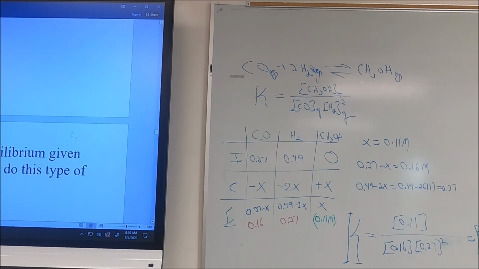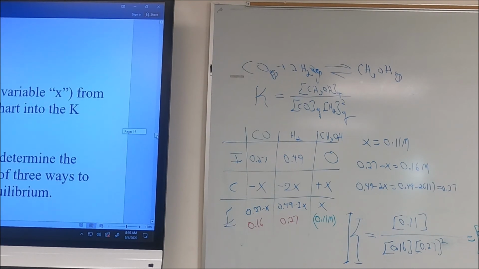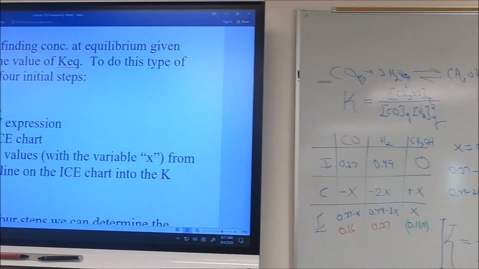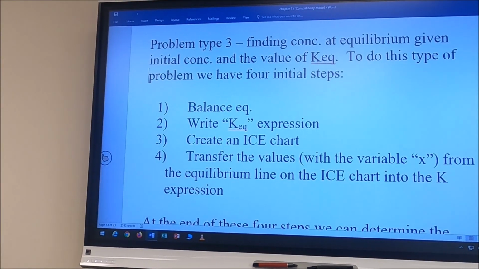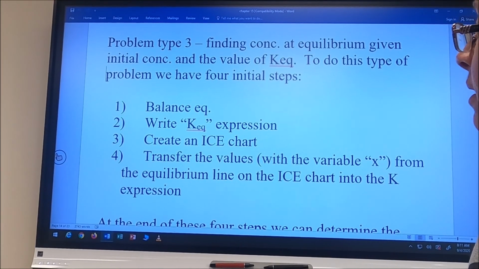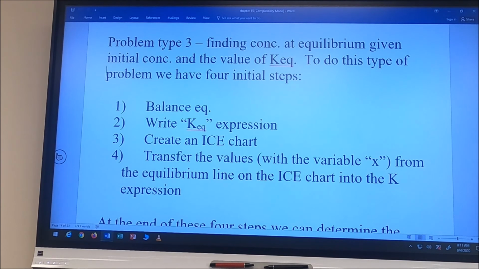Okay, so let's drag this down a little bit. And let's talk about our third type of problem. Okay? The third type of problem is the problem that we're going to do most often. And in this problem, we're going to be finding concentrations at equilibrium given an initial concentration and the value of the equilibrium constant.